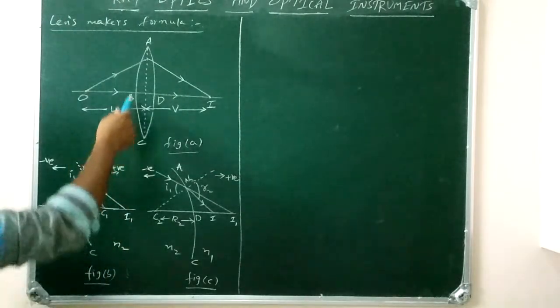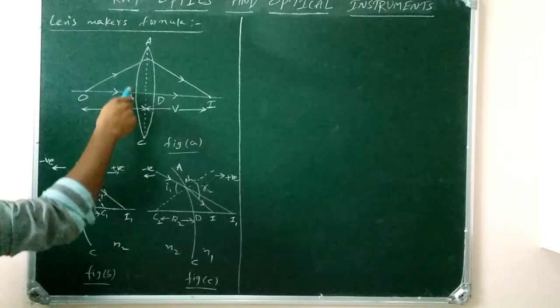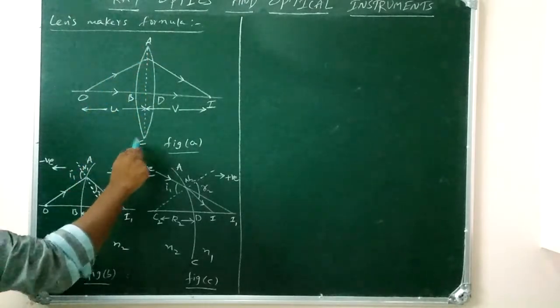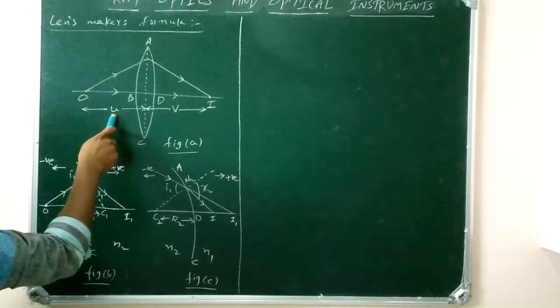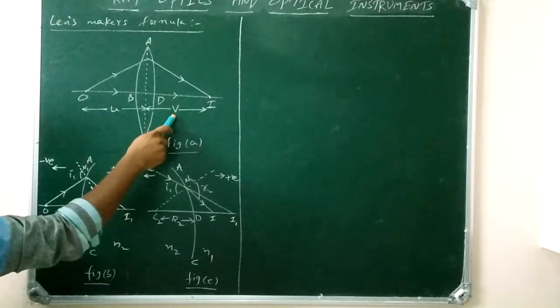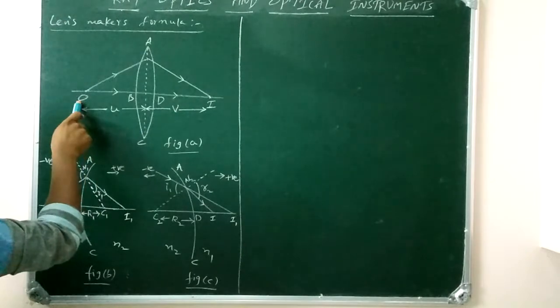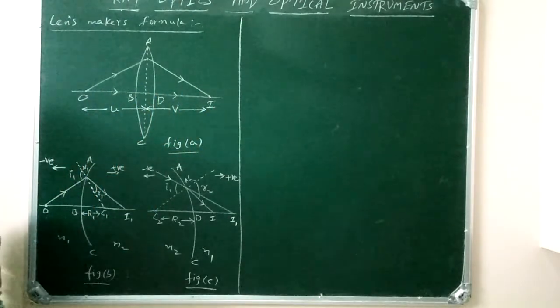Now here, this is the first refracting surface. ABC is the first refracting surface and ADC is the second refracting surface. U is the object distance and V is the image distance. O is called the object, I is called the image.